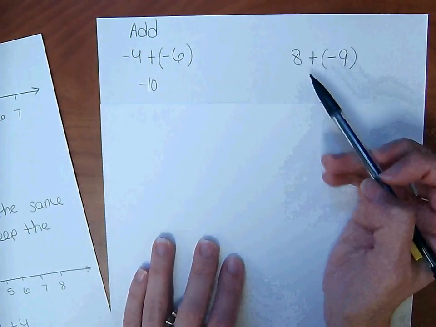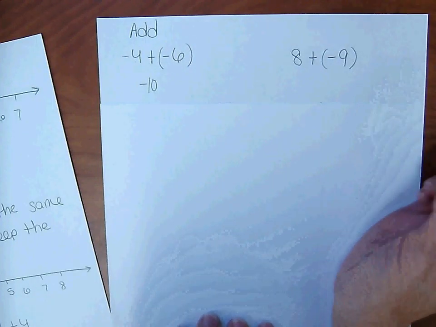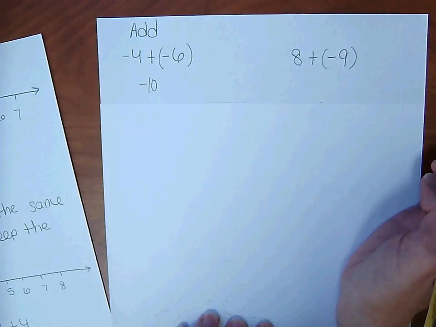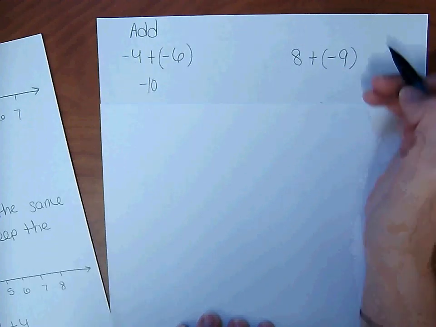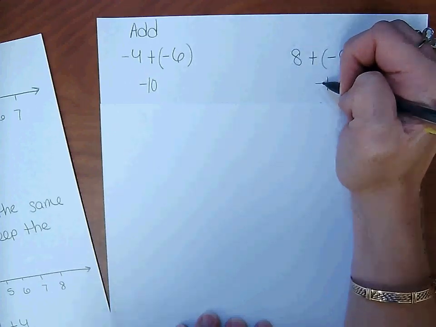Here we have an 8 plus a negative 9. So when adding integers with different signs, subtract the numbers and keep the sign of the number with the greater absolute value. So 9 minus 8 is 1, and negative 9 has a greater absolute value, so the answer is negative 1.